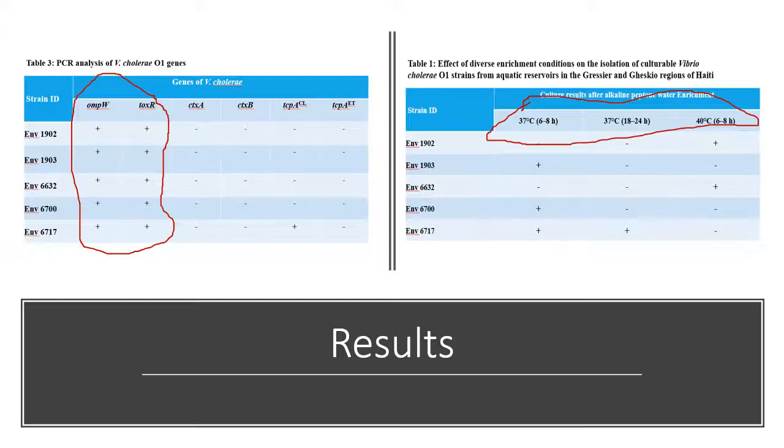For O1 Vibrio cholera to be toxigenic, it usually has these two components, but it's puzzling here to see that it's not in there.